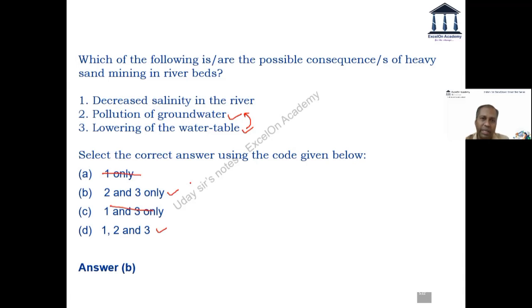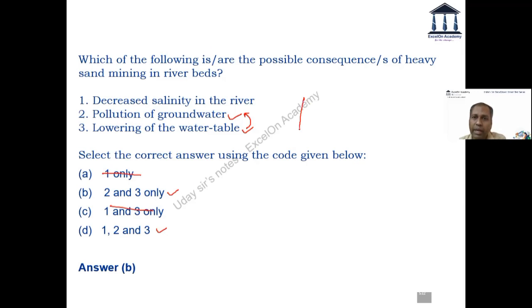See, once again, you may say that when you are doing mining, it is harmful. Decreased salinity is a positive thing, no? Increased salinity is a negative thing. Decreased salinity is a positive thing. So one logical way you can think about this: if I am doing mining which is harmful, will it actually lead to anything positive for the river? That is one way. The other way is if you dig a little deeper.